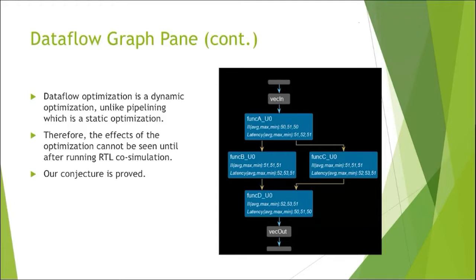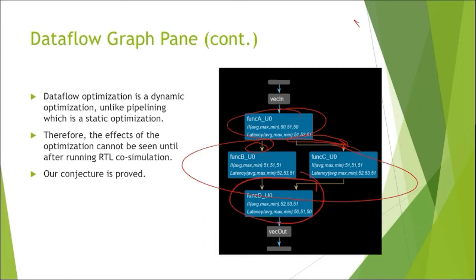Also, you can see the dependency here. Indeed, function B and C are not dependent on each other because they don't have input and output dependency. So after function A is executed, function B and C can be executed in parallel. And after function B and C are both done, then we execute function D. So the conjecture in the last slides is proved.